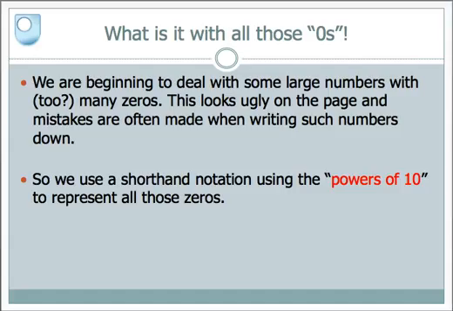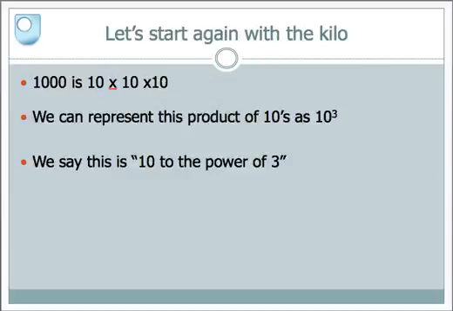We're beginning to get a large number of zeros, perhaps too many of them, and this looks ugly on the page, and often mistakes happen when we try to write them all down and keep track of them. So we use a shorthand notation using the powers of 10 to represent those zeros. 1,000 is 10 times 10 times 10, and we can represent this as a product of tens, as 10 to the power of 3, showing that 10 has been multiplied by itself 3 times. We say 10 to the power of 3.